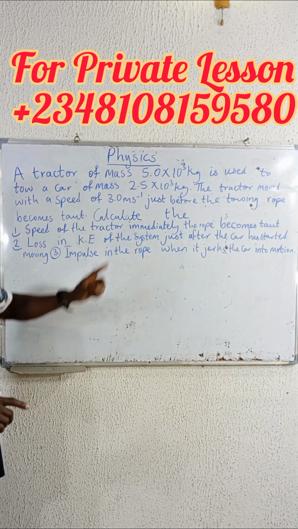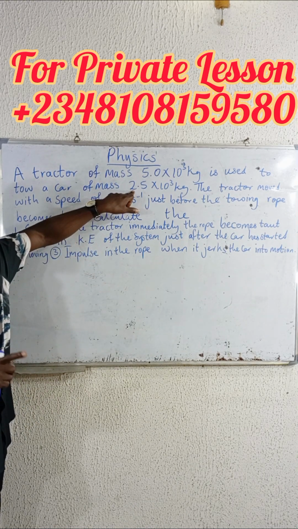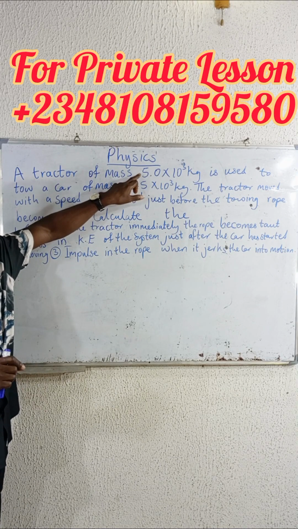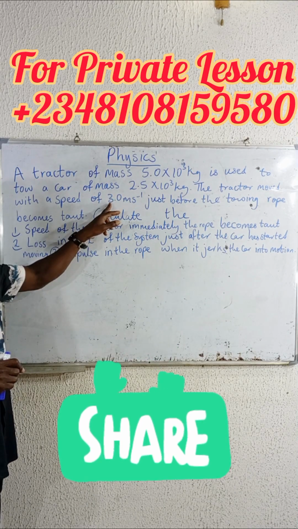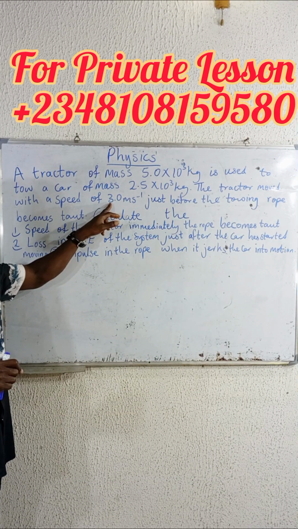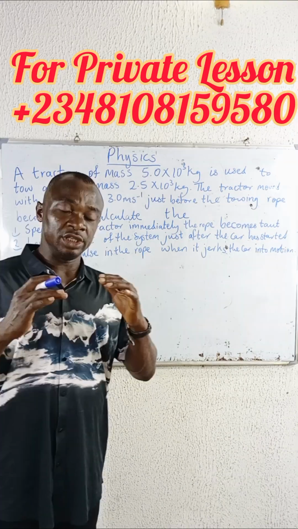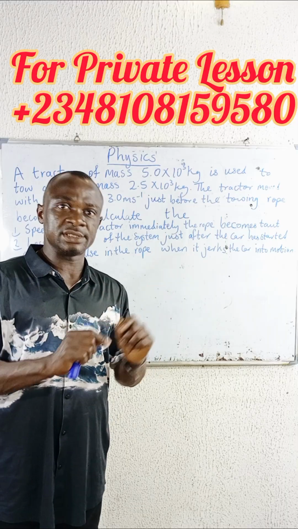This question is saying that a car which is not moving, this is the mass of the car, is being towed by a tractor that has this mass. Now, the tractor was actually moving with a speed of 3 meters per second, but the car was not moving. If you want to solve this question correctly, you must know this.